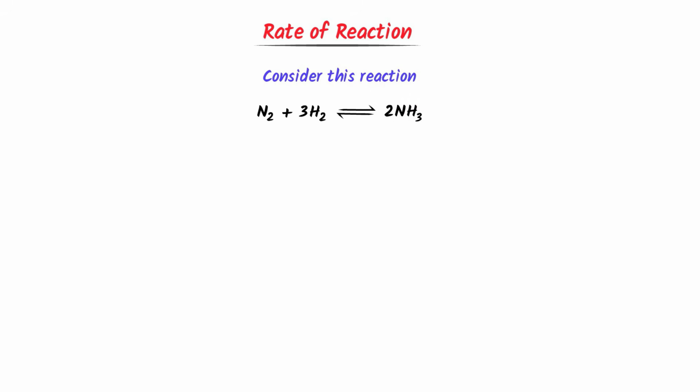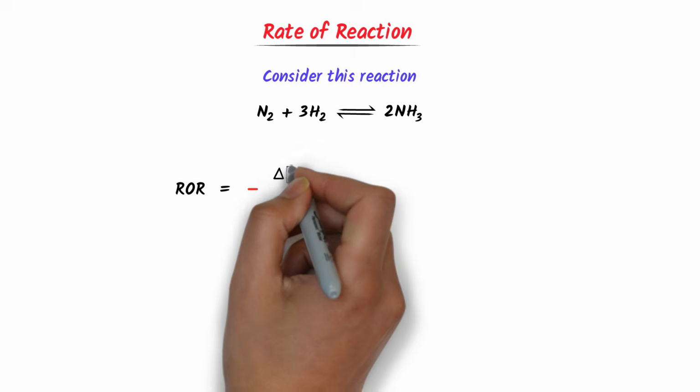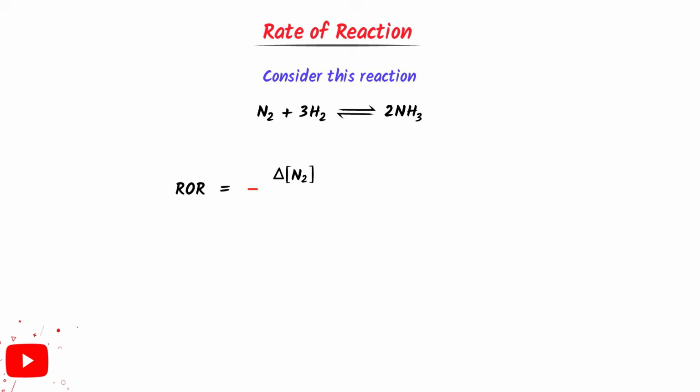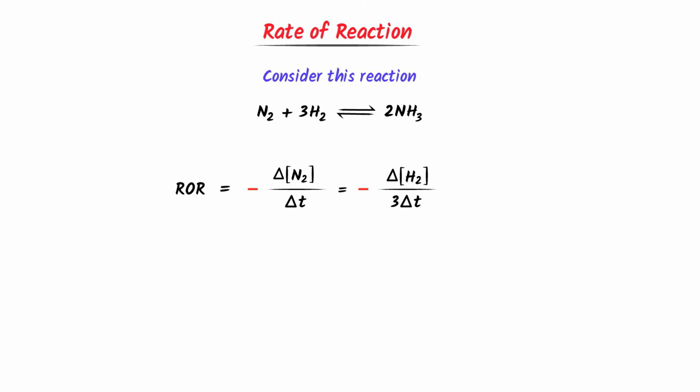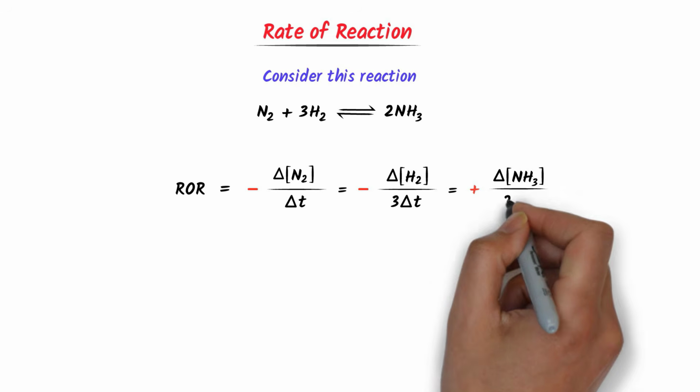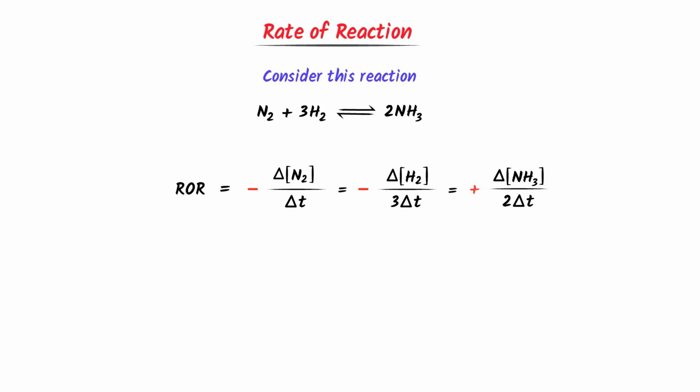We know that the rate of this reaction is equal to minus change in concentration of nitrogen gas upon change in time is equal to minus change in concentration of hydrogen gas upon change in time is equal to plus change in concentration of ammonia gas upon change in time. Using this expression, we can easily find the rate of a reaction.